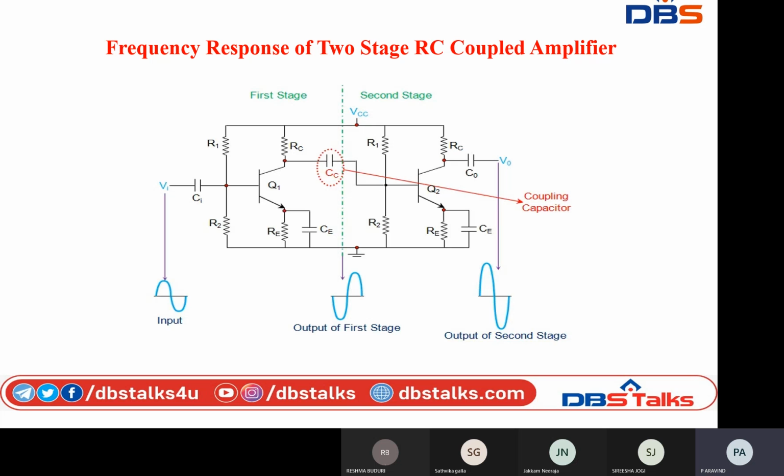CC is the coupling capacitor, which also increases the stability of the network as it blocks the DC. So during that, it offers a low resistance path to the AC signals, which prevents the DC bias conditions of one stage from affecting the other.